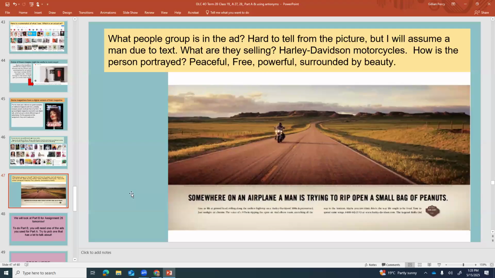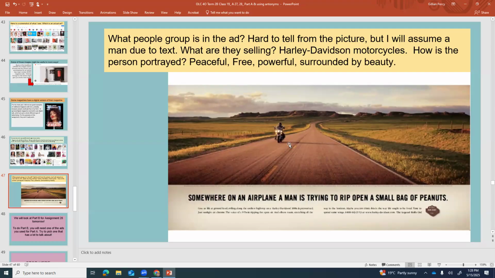Okay, so let's say I have this as an example. What people group is in the ad? Now, it's hard to tell. I could use this for man. It's kind of tricky because even women would have a lot of that gear on. What are they selling? Well, they're selling Harley Davidson motorcycles. You can see tiny little letters down here. How is the person portrayed?